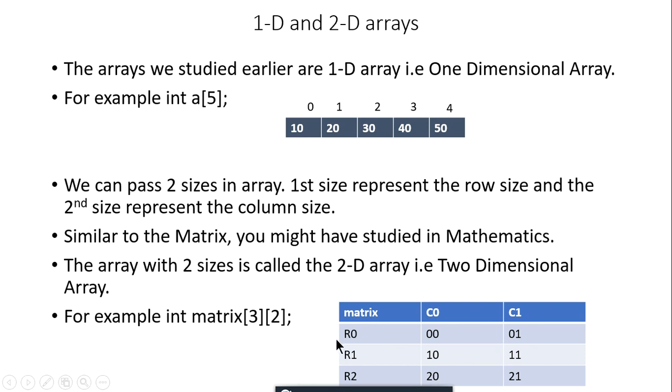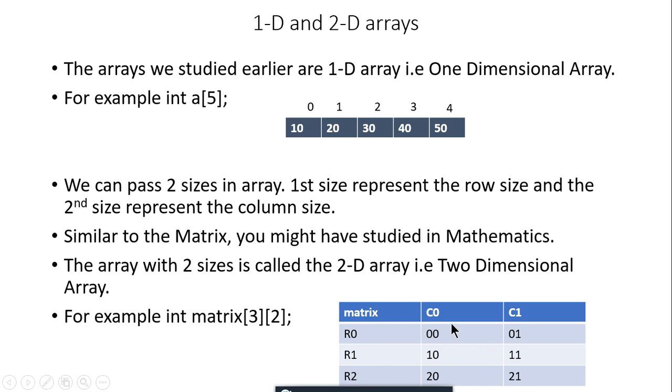This is the matrix: this is the first row, second row, third row, and this is the first column and second column. But as you know, the counting starts from 0, so this is R0, R1 and R2, whereas this column is C0 and C1. Now these numbers represent the position in the matrix where your element is placed.